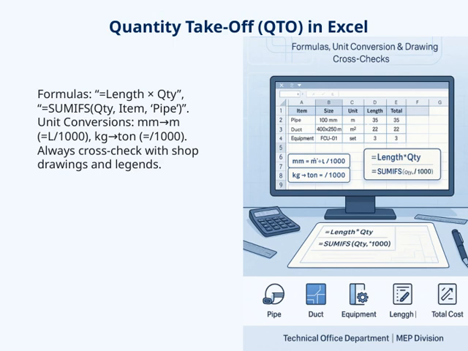But remember, even with all these calculations, it's essential to cross-check everything against the shop drawings and legends. This step helps us verify that our quantities and measurements align with the actual construction details, reducing errors. So, in summary, mastering Excel formulas and unit conversions, combined with diligent cross-checking, forms the backbone of accurate and reliable QTO, which is vital for successful project planning and execution.